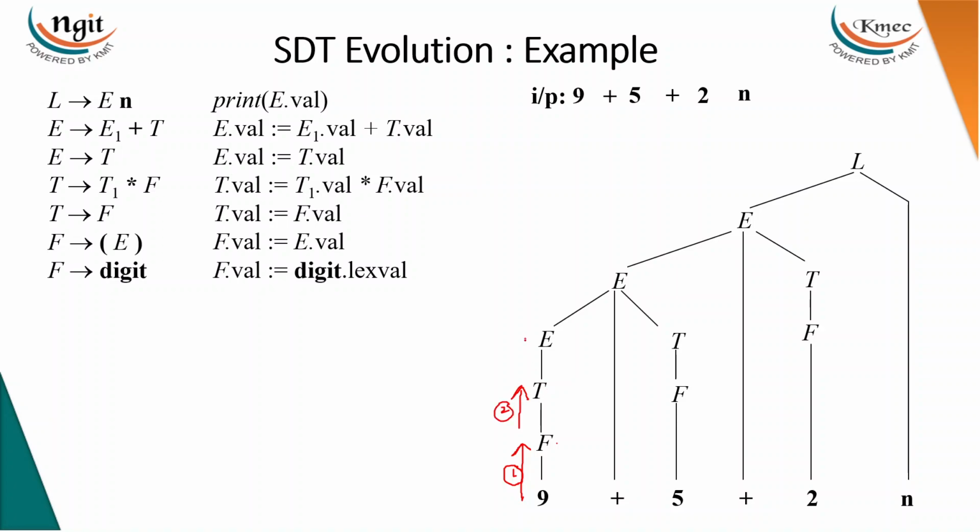Once T is evaluated, then I can evaluate the E. So this is the third one. Once E is evaluated, I cannot evaluate this E. Why? Because E is depending on T, T is depending on F, F is depending on phi. Phi is not depending on anything. So the next one to be evaluated is this fourth one, and the next one this.